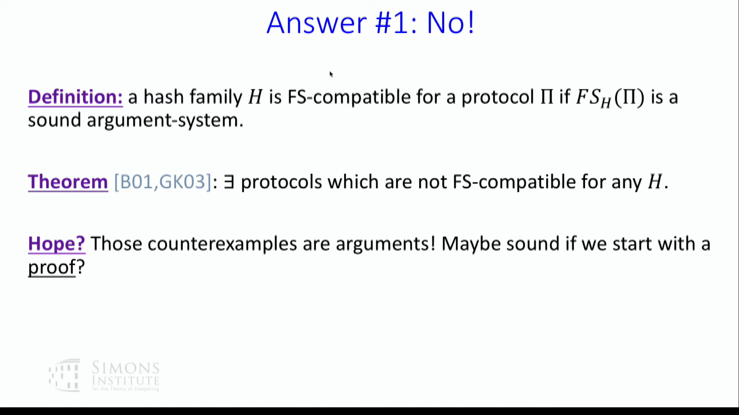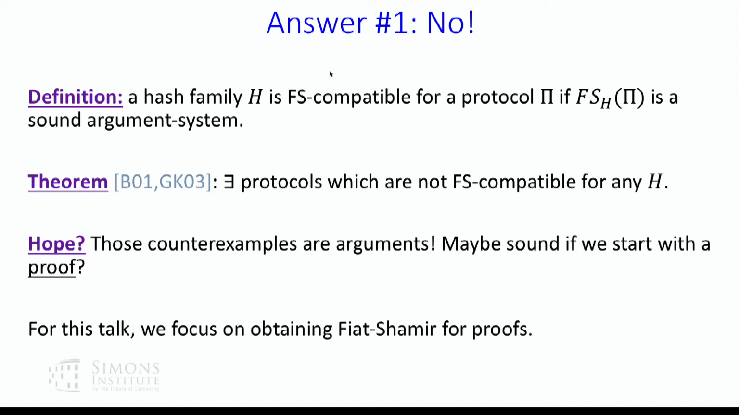A priori, it might be unclear why this is the right property to isolate. Why do you want to conjecture soundness when you just wrote down a counterexample? But it's a conjecture you could make. And for this talk, we're going to focus on trying to get Fiat-Shamir when we start with an interactive proof.